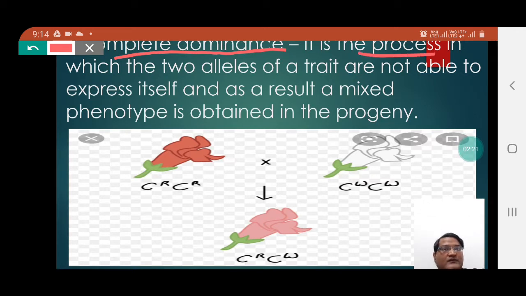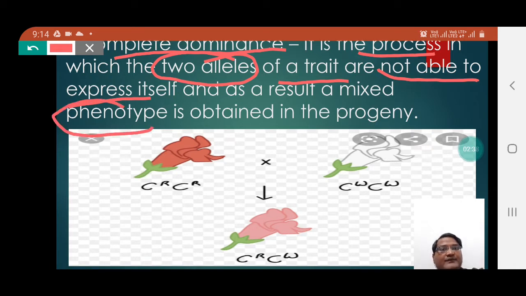It is actually the process in which two alleles of a trait are not able to express themselves, and as a result, the phenotype which is obtained is a mixed phenotype found in the progeny. So, students, actually in complete dominance, the alleles of a trait are there.